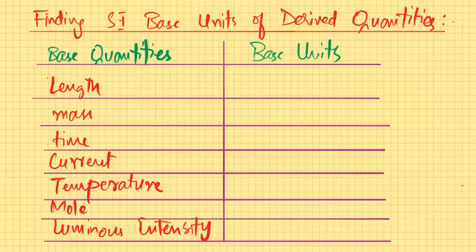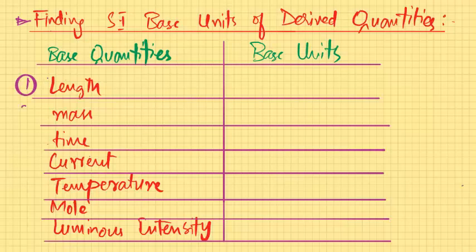Today we are going to learn how to figure out the SI base units of different derived quantities. But before we move on towards finding the SI base units of derived quantities, we need to first know about the 7 base quantities and their units. So here you can see finding SI base units of derived quantities. We have a total of 7 base quantities.